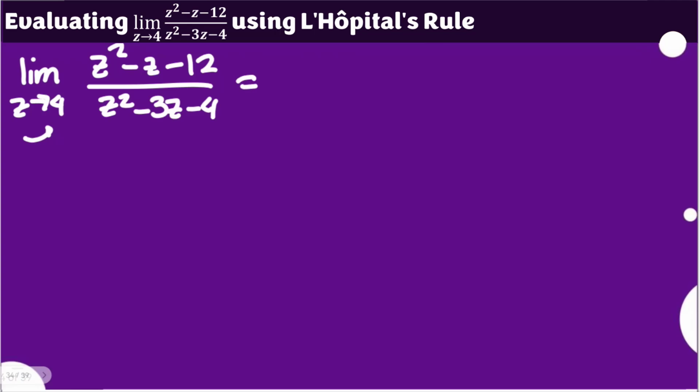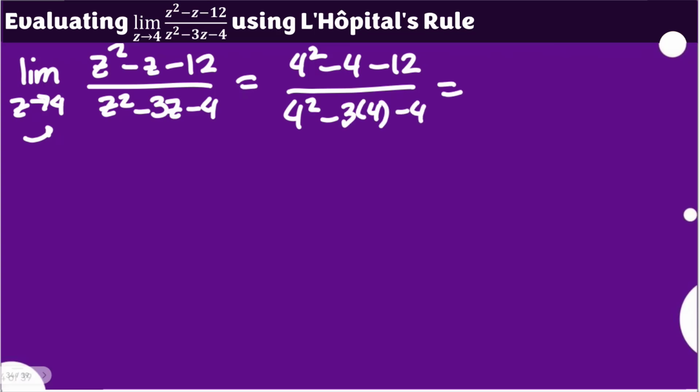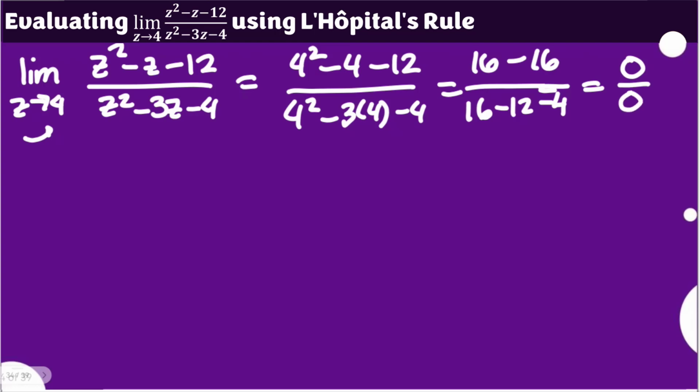This would be equivalent to 4 squared minus 4 minus 12 over 4 squared minus 3 times 4 minus 4, which will give us 16 minus 4 minus 12 all over 16 minus 12 minus 4, and obviously we will get here 0 over 0, an indeterminate form. With this now at hand, let's use L'Hopital's rule to determine further if the limit would exist using the concept of derivatives.